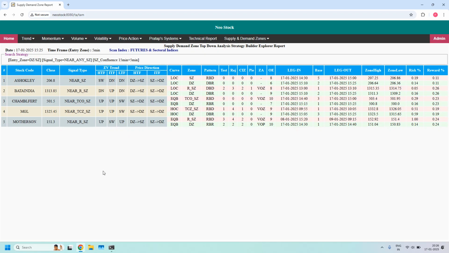Now we got 5 stocks. Out of these 5, few supply zones are pierced. Second one, fourth one, fifth one. These 3 are not useful, they are pierced. Sorry for my mistake. I looked into a wrong column. Only this is the pierced one. Bata India, that is not useful. Remaining all are okay.